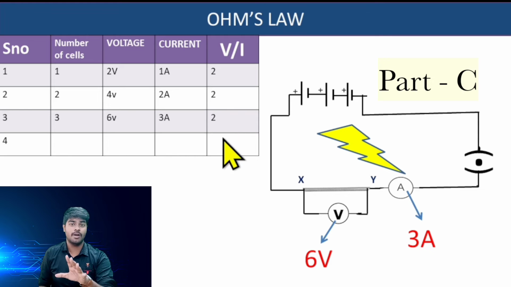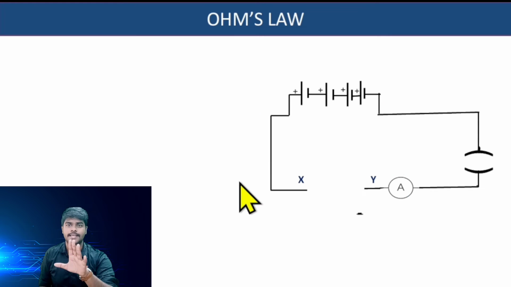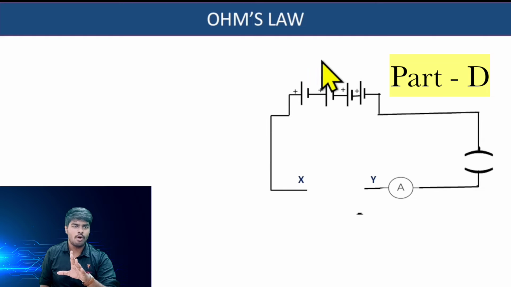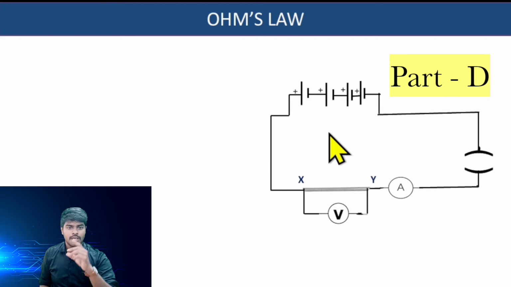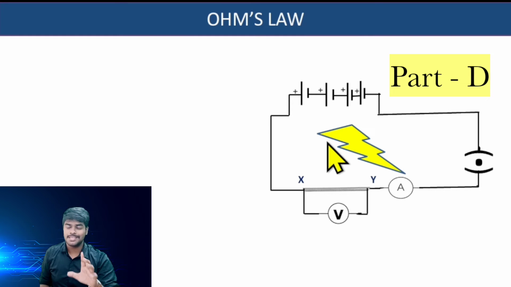Okay, fine. And the last part, D. In part D we have 4 cells. We connected 4 cells, nichrome wire, voltmeter, switch on the circuit, and current is flowing in the circuit. Just guess what the voltmeter and ammeter readings are.